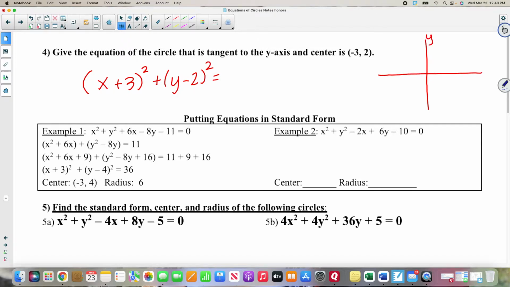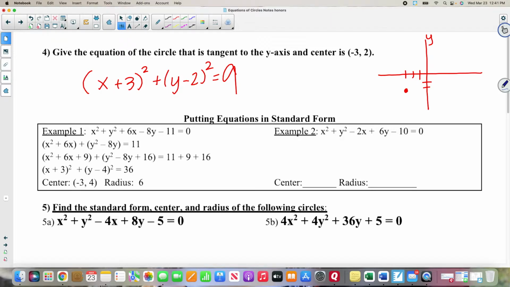So here's my y-axis, and I know that my center is 1, 2, 3, right here. If it's tangent to the y-axis, how many spaces is it from the y-axis? 3 spaces. So that means my radius is 3, so I put equals 9. If it says tangent to the x-axis, how far is it? 2. So my radius would be 2.